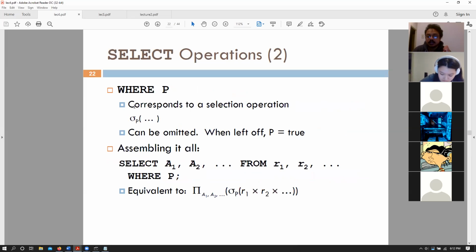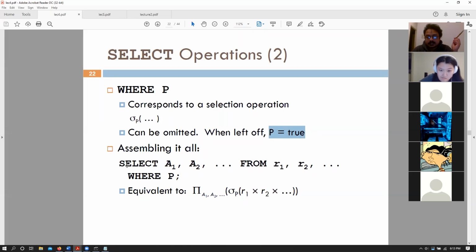Where P is essentially your predicate. So the where clause in this particular DBMS corresponds to your select operation earlier. I know it's a bit confusing. Select is project, but where is the select operation, right? So where can be omitted if you want, but essentially wherever P is true, those elements will be shown.